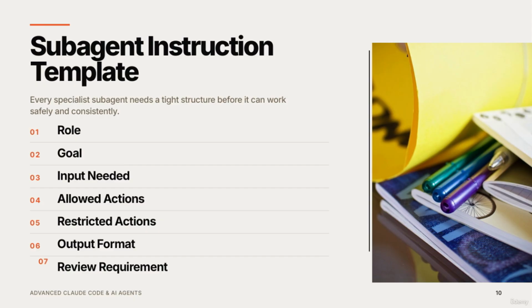We then specify the input needed for the subagent to perform its tasks effectively. Following that, we outline the allowed actions, which detail what the subagent is permitted to do within its role. Equally important are the restricted actions, which set clear boundaries on what the subagent must avoid. The output format is also specified to guarantee consistency in deliverables. Lastly, a review requirement is included to maintain quality control and oversight. This comprehensive template is essential for managing advanced Claude Code and AI agents, ensuring they work cohesively and responsibly.